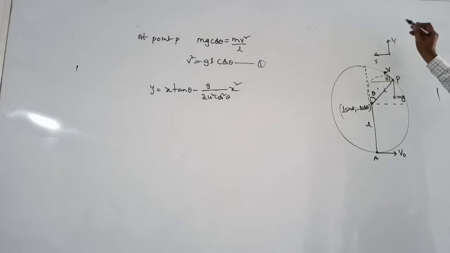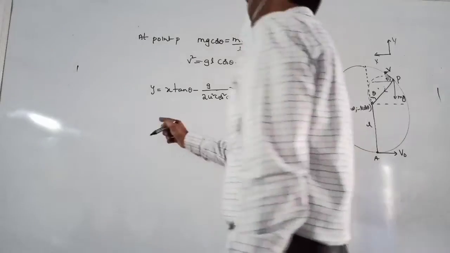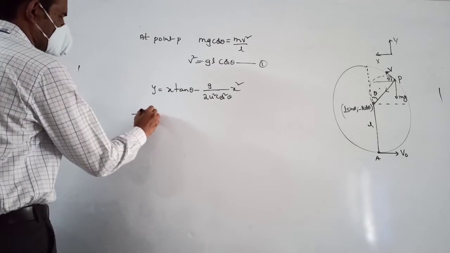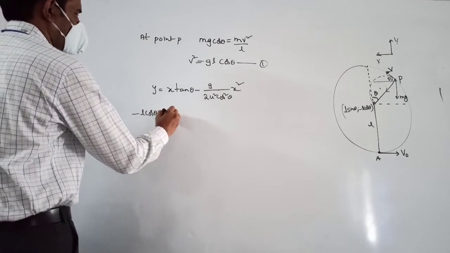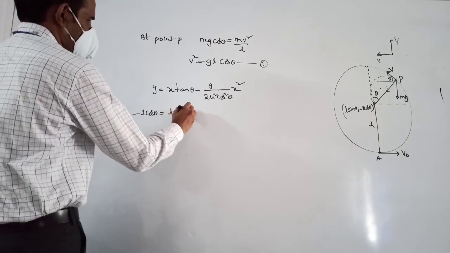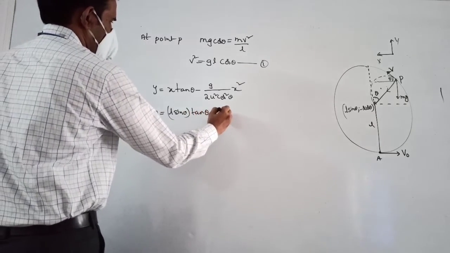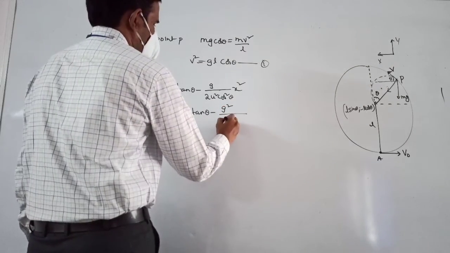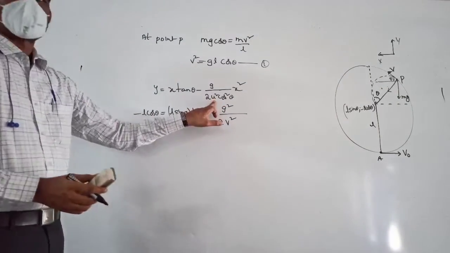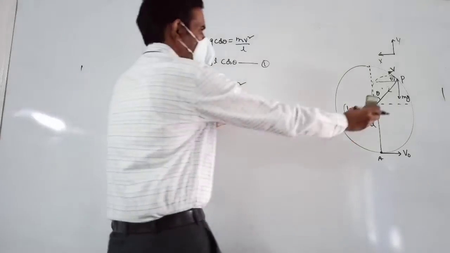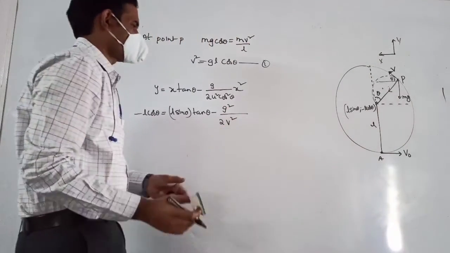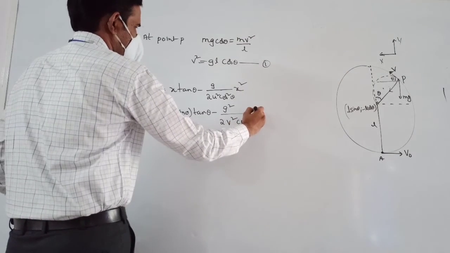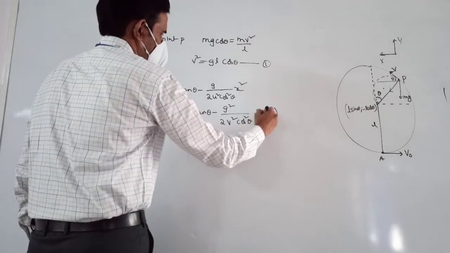Y is minus L cos theta, which is equal to L sin theta into tan theta minus g by 2 into v square. Here this u means the initial velocity for the projectile. For the projectile our velocity is v, so that v value we need to write, into cos square theta into x square. X is L sin theta, whole square. Yeah, minus g.